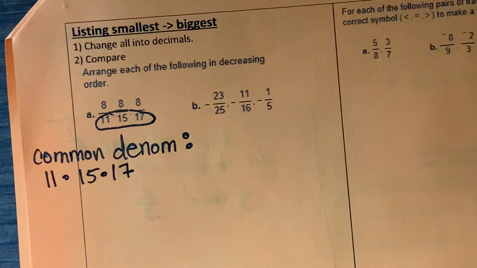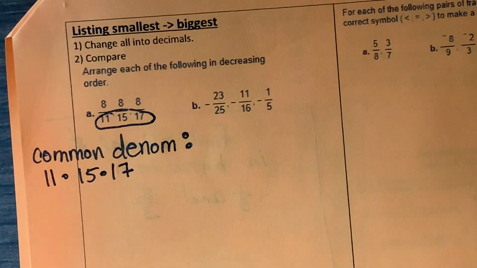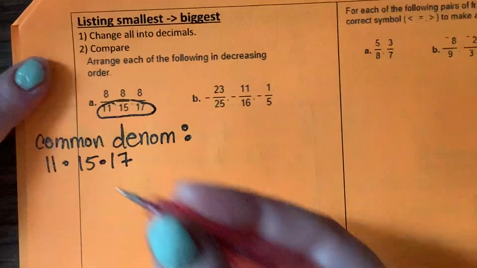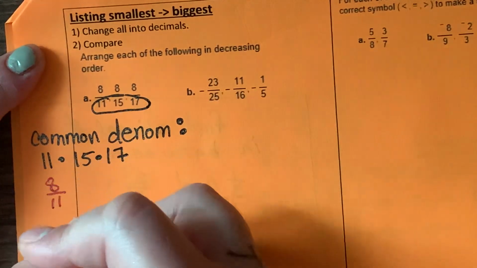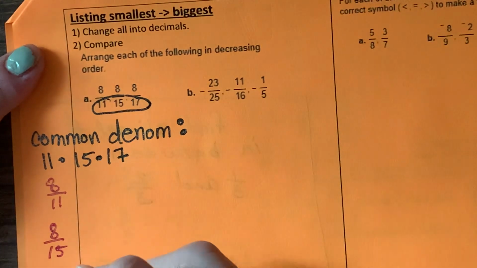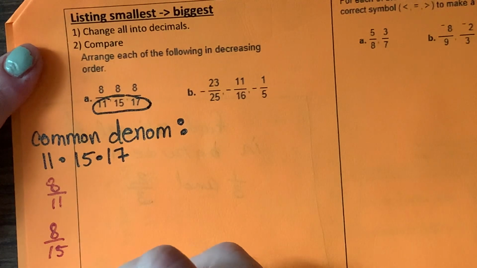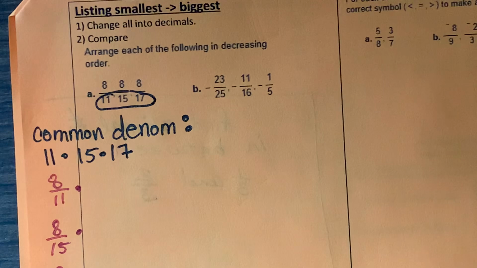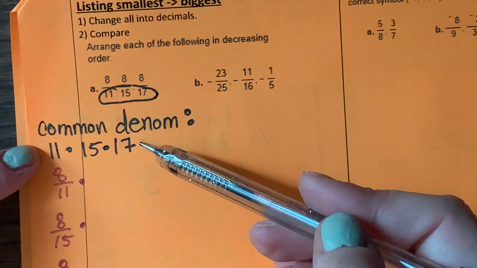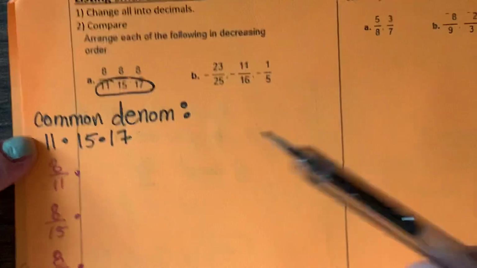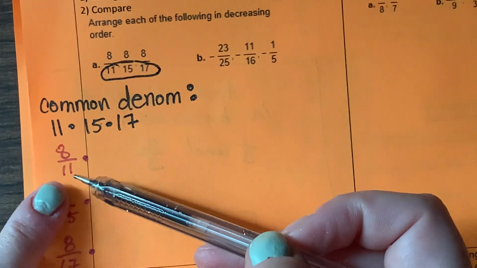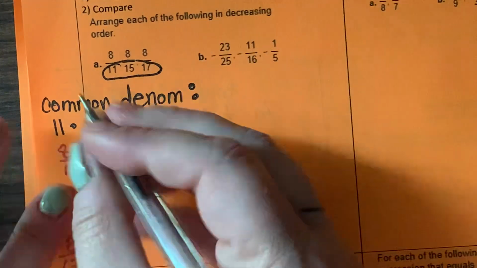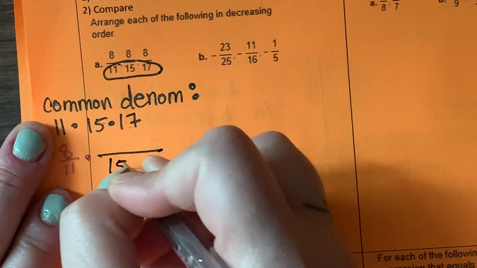Okay, so what I'm going to do is take each fraction and change it to have a common denominator of 11 times 15 times 17. So first let me take this 8 over 11, then this 8 over 15, then this 8 over 17. And I'm going to multiply it by whatever I'm missing from my denominator. So if I want my new common denominator to be an 11, a 15, and a 17, this first denominator is missing the 15 and the 17 because it already has the 11. So I'm going to multiply by 15 times 17.